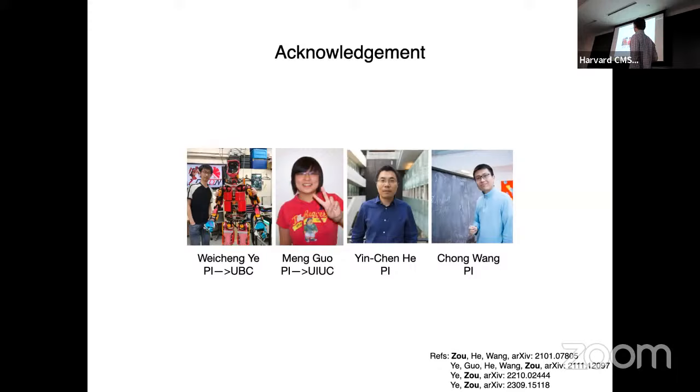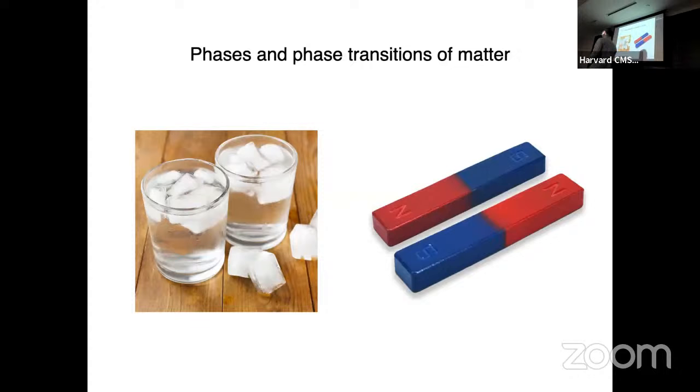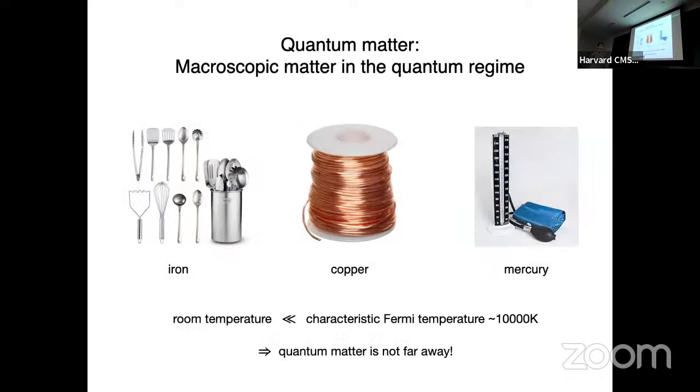Okay, let me start from basics. We know there are many types of phases and phase transitions of matter. For example, ice and water are two different phases. To go from one to the other, we have to go across a phase transition. And magnets at low temperature and at high temperature are two different phases, separated by a phase transition. Those are classical matter. This talk is about quantum matter, macroscopic matter in the quantum regime.